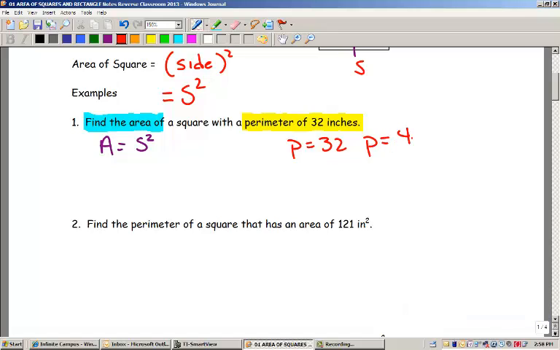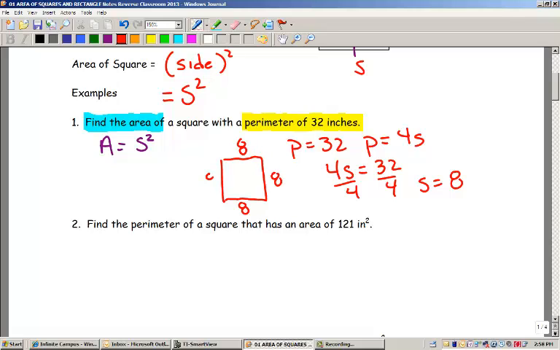The equation for the perimeter is going to be 4S. So if the perimeter is 4S and the perimeter is also 32, I can take the 4S and set it equal to 32. Dividing both sides by 4, I find out that S is 8. So what we have now is a square in which each side is 8 inches in length. How can I find the area of this particular square? I take the length of one side and I square it. So I get an answer of 64. And whenever we're talking about area, we want to use units squared. So the answer should be 64 inches squared.